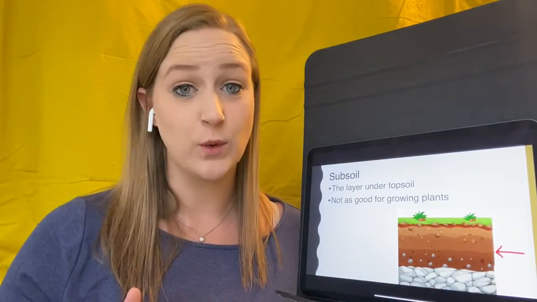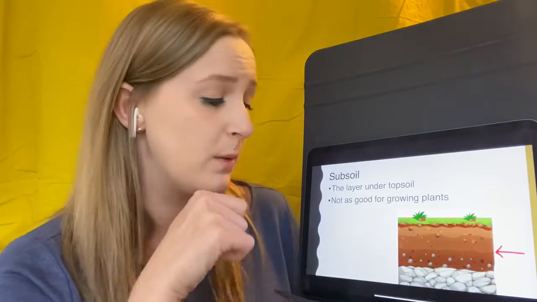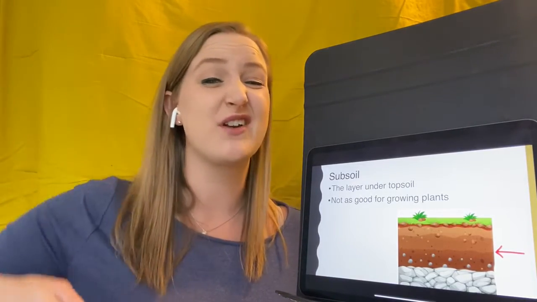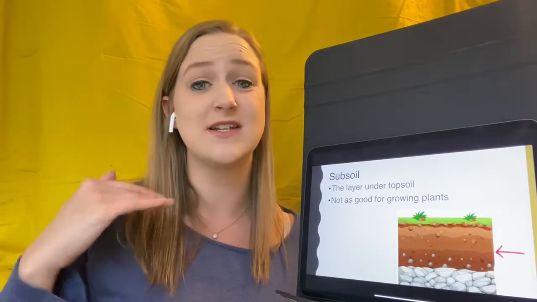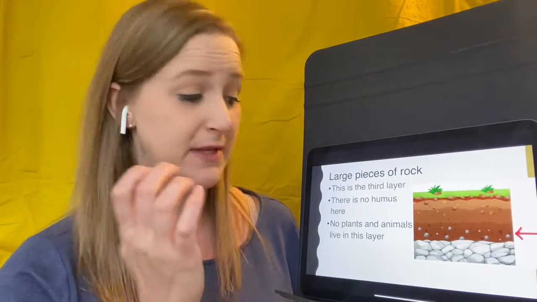Then we have the subsoil. Subsoil is the layer underneath the topsoil. You can see my little arrow pointing to it. It's not as good for growing plants. If you're going to try to grow a plant, you're not going to want to dig down too deep because it's not going to have access to the nutrients that are up on the top. Then we have the large pieces of rock.